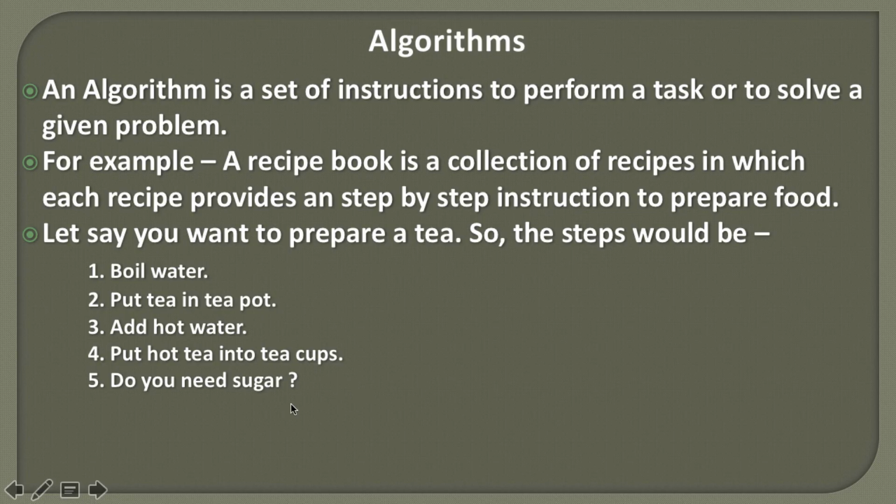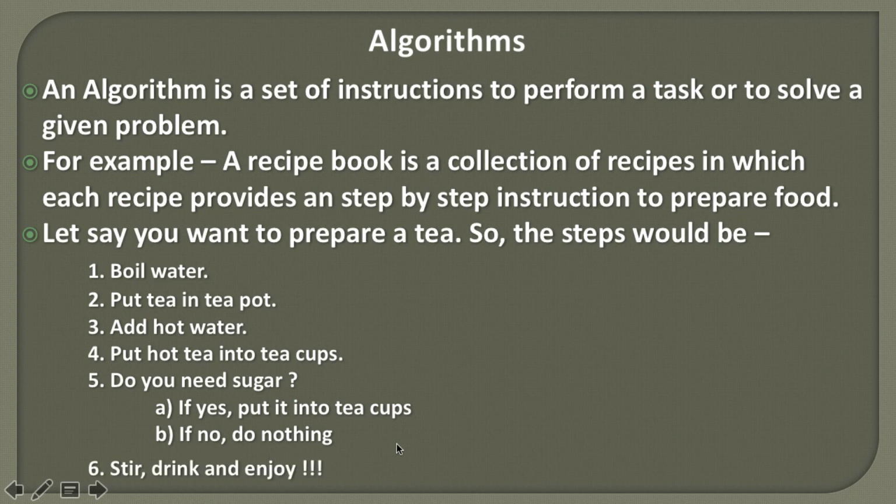The fifth step would be: do you need sugar? So there is a choice. If yes, then put that sugar into the teacups, and if no, then do nothing. And the last step would be to stir, drink and enjoy the tea. So this recipe of preparing a tea is very similar to an algorithm, which is nothing but a set of instructions which help us to solve a given problem.